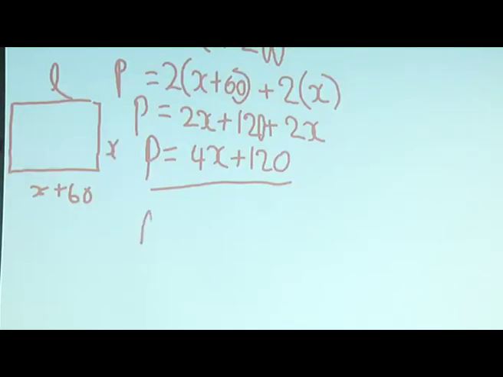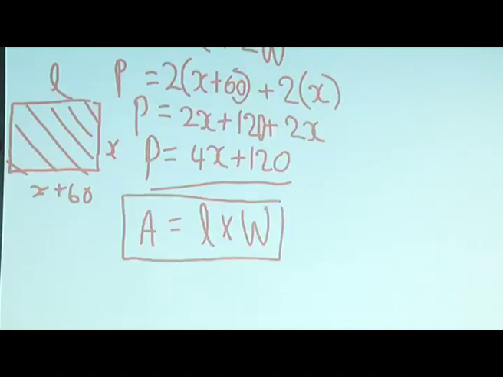Now, area, we all know that the area of the rectangle, if we want to find the area there, it will be length times the width. That is the general formula for all the rectangles. Now, what you do here is simply substituting the value of L there, which is in terms of x, x plus 60. That is x plus 60.